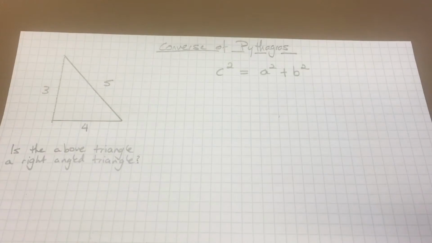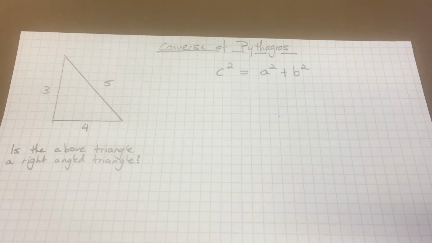So in this lesson, we're going to be finding out and proving whether or not a triangle is right angled or not right angled. Now, as you can see by the title, it's the Converse of Pythagoras. So we'll be using Pythagoras' theorem to work that out.